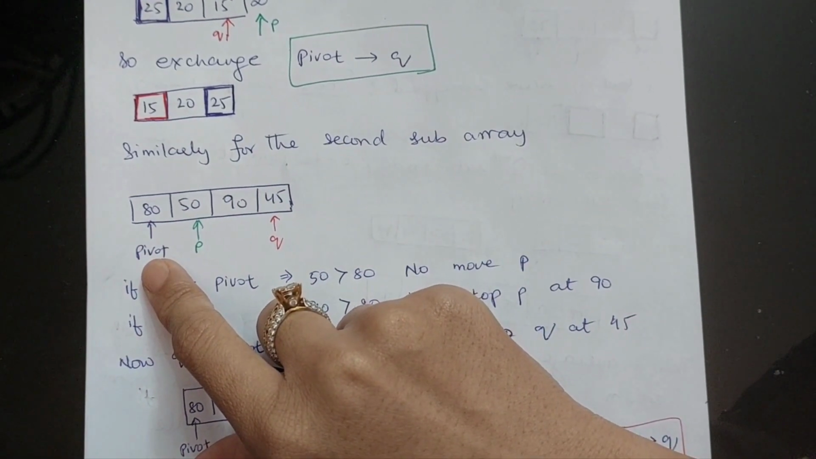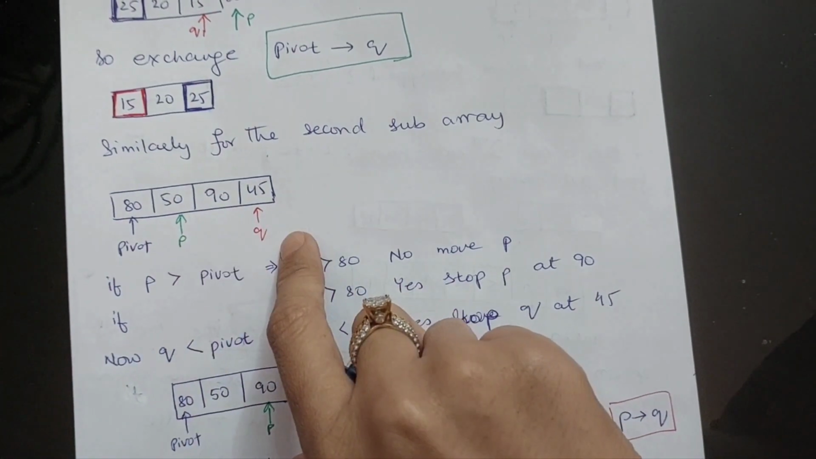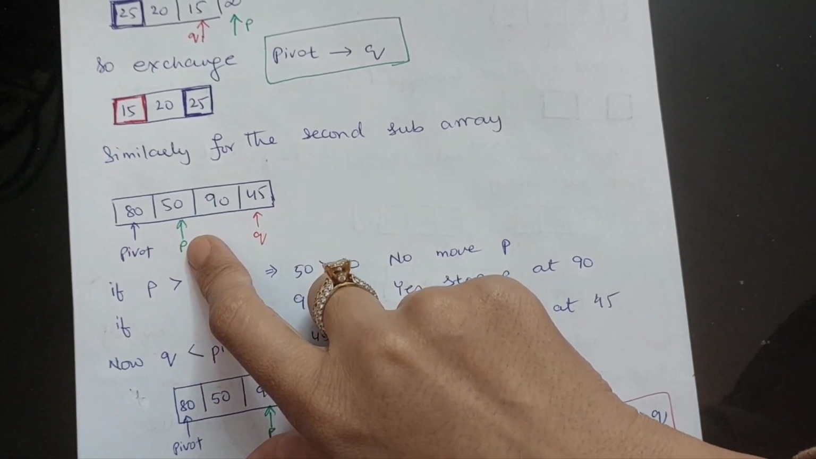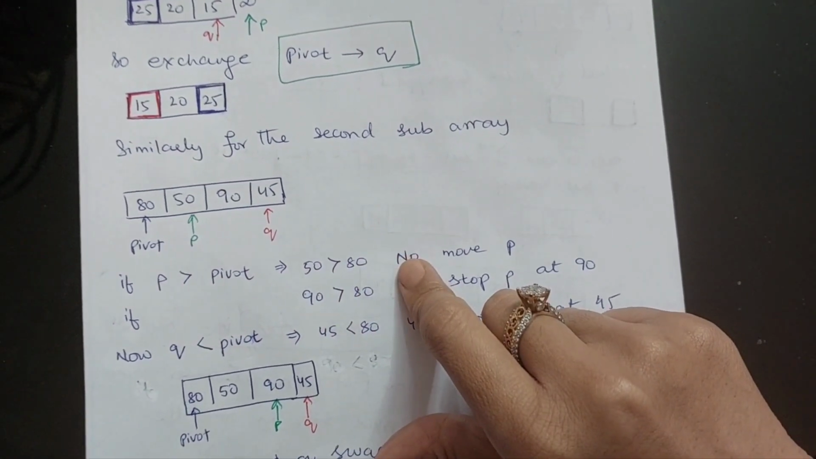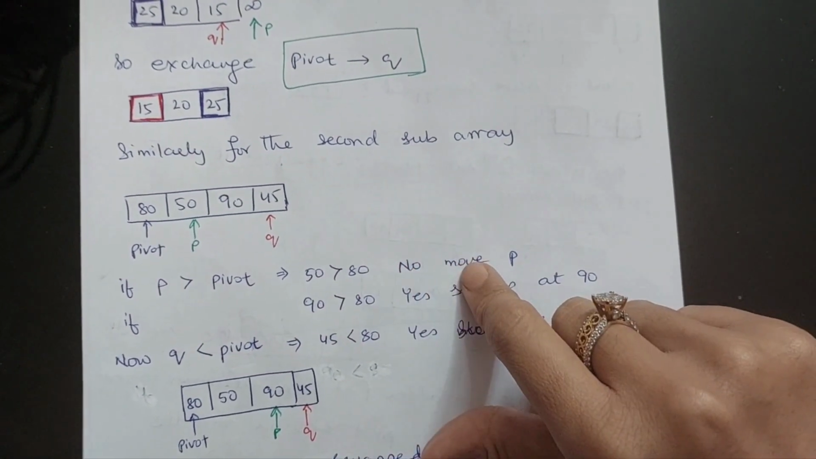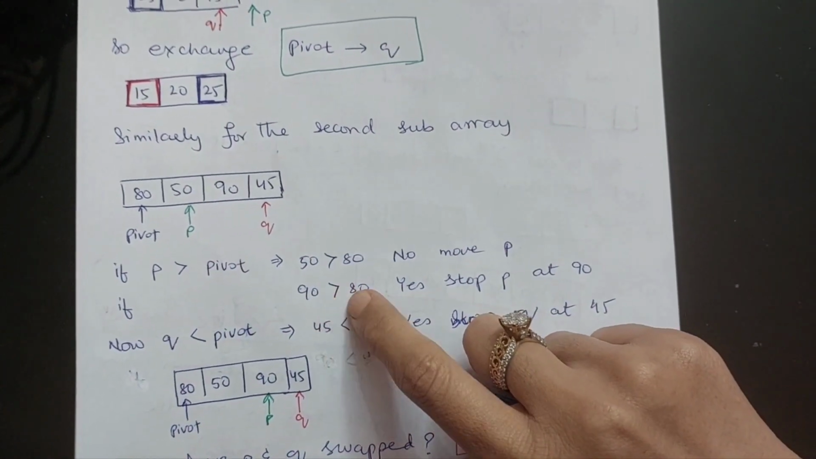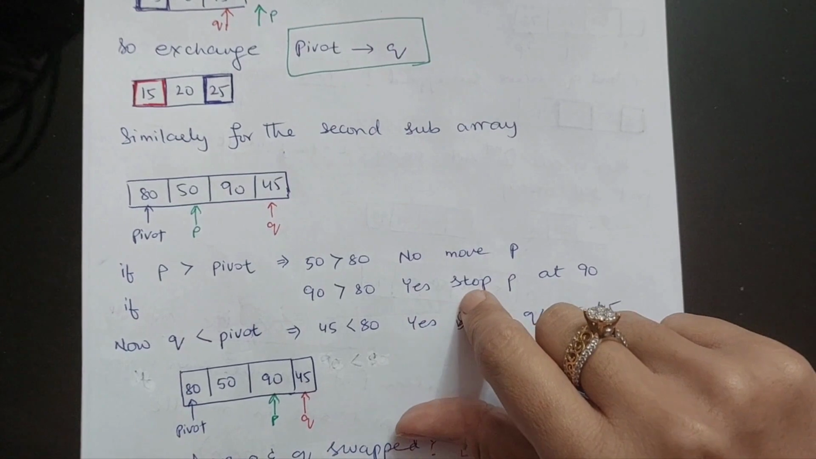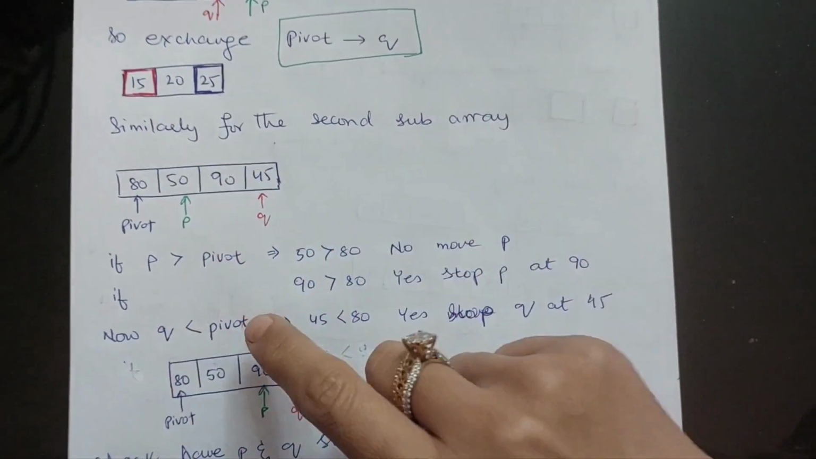We made a pivot on the first element. We placed a pointer here and a pointer here. So is this P larger than pivot, like is 50 larger than 80? No. So it means the stopping condition is not true and you can move P further to the next location, 90. Is 90 larger than 80? Yes. Okay, the stopping condition is true now, so you will stop this pointer P on 90.